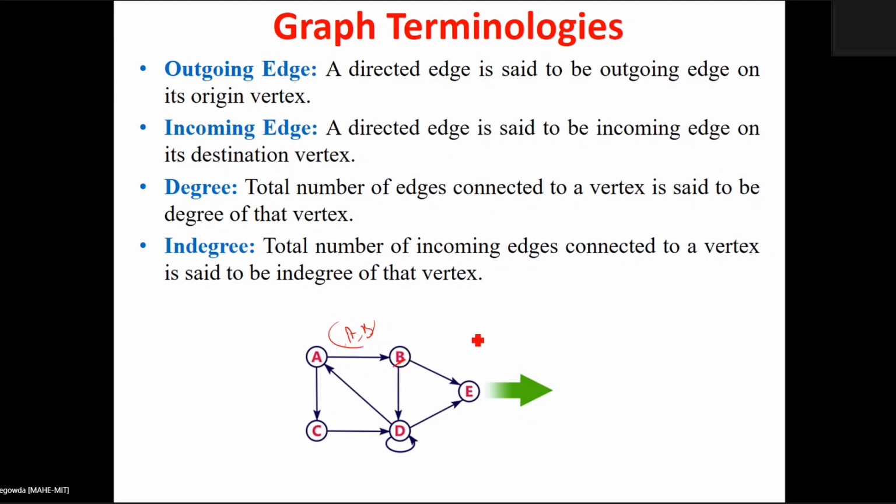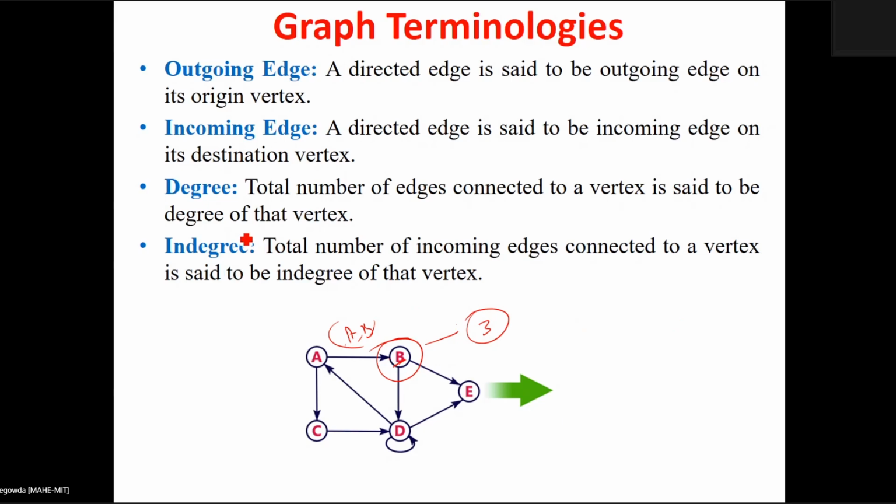Then degree represents the total number of edges connected to a vertex. It depends upon the type of graph we are going to use. Say for example, if you look at B here, what is the degree of B in this case? The degree of B is 3. If it is an undirected graph, B has degree 3. But if it is a directed graph, the degree depends upon the outgoing edges or the incoming edges.